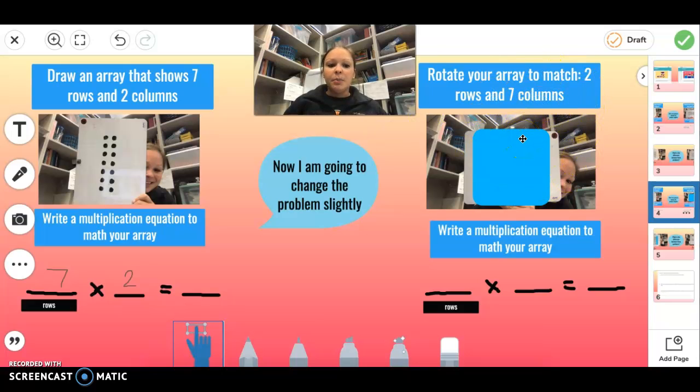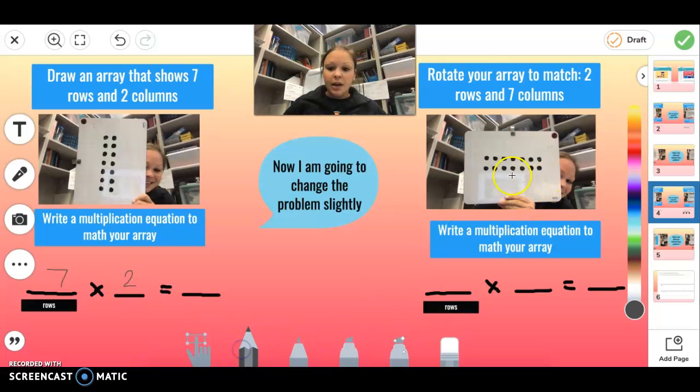Now I want you to change it up a little bit and rotate your board so you have 2 rows and 7 columns. Your array should look like this. This time I have 1 row, 2 rows, but I have 1, 2, 3, 4, 5, 6, 7 columns. So we're going to write a multiplication equation to match this.